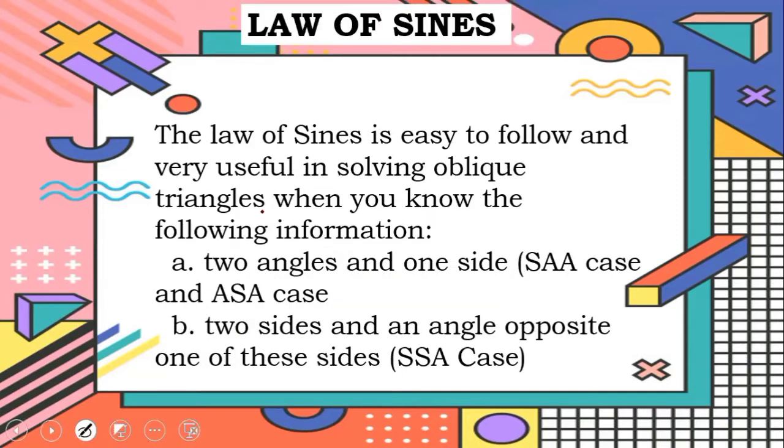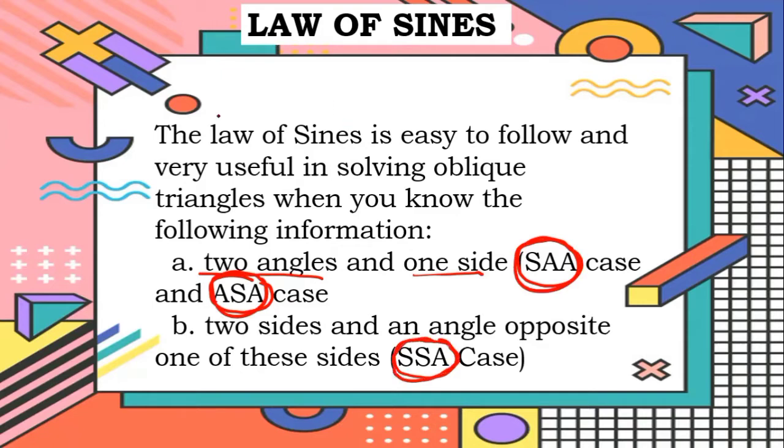The law of sines is easy to follow and very useful in solving oblique triangles when you know the following information. The two angles and one side. This is the SAA case or ASA case. So the given here are two angles and one side. Let's proceed to another given. Two sides and an angle opposite one of these sides, or the SSA case. Remember these three: SAA, ASA, and SSA case in solving using the law of sines.